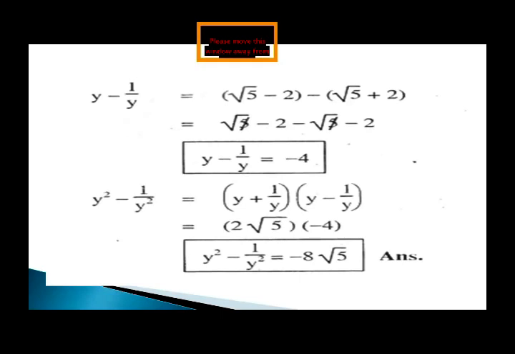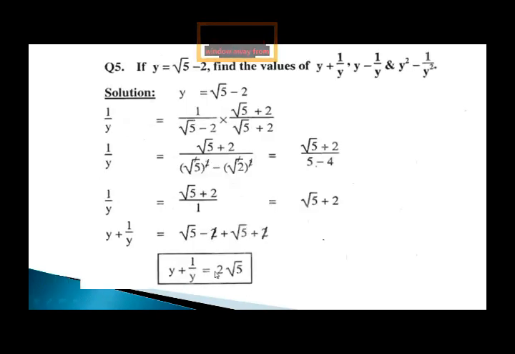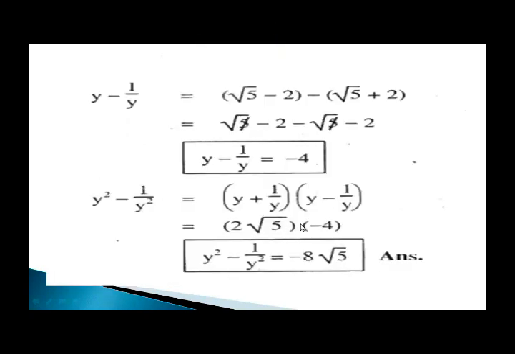And how to find y square minus 1 over y square? It is similar to a square minus b square, and we know that is equal to a plus b times a minus b. We have already calculated y plus 1 over y and y minus 1 over y. Just do the multiplication and we get the answer. That is minus 8 root 5. That is 2 multiplied by minus 4, and root 5 is there. So minus 8 root 5 is the value of y square minus 1 over y square.